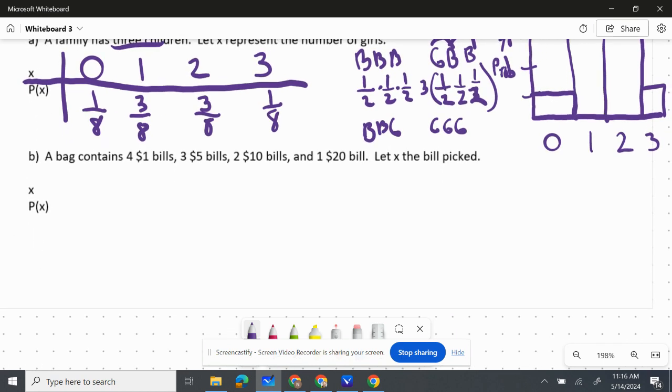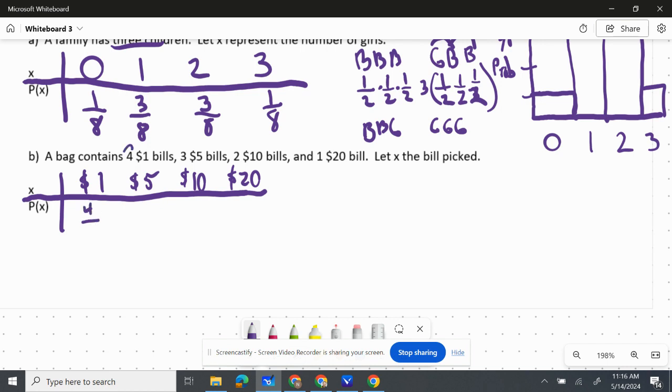For example 5, we have a bag, and it contains $1 bills, $5 bills, $10 bills, and we have $20 bills. The probability of a $1 bill would be 4 out of, and we have to figure out how many total. So 4, 3, 2, and 1. That would be a total of 10. So that would be 4 out of 10. 5 would be 3 out of 10. 10 would be 2 out of 10. And 20 would be 1 out of 10. Once again, if we're doing this correctly, this adds up to 1.